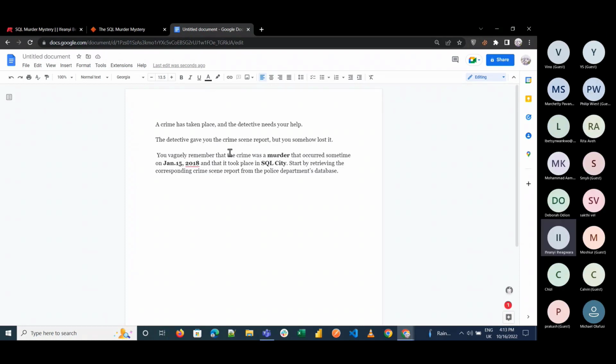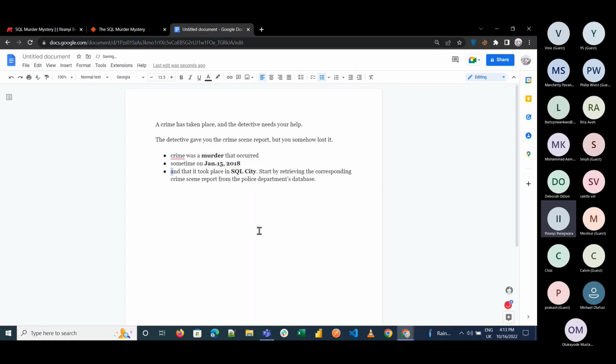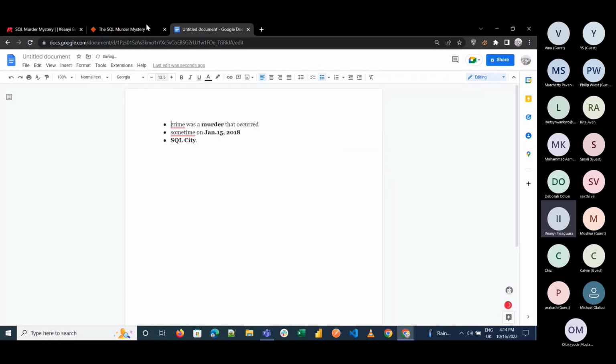We know that the crime that was committed is a murder. So the first clue is that it's a murder, and it took place on January 5th, 2018. We also know the location of the crime was SQL City. They say we should start by looking at the crime reports in the database of the crime department. So far, this is our clue in the game now.